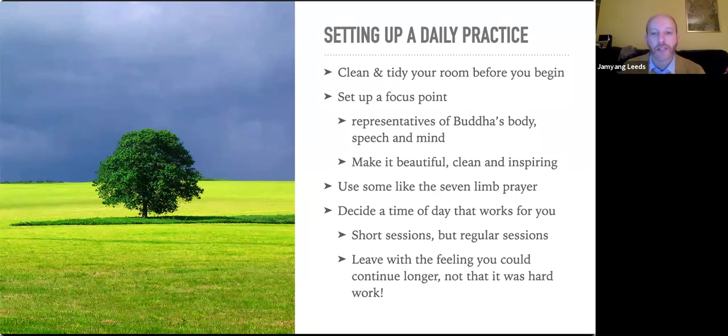Use something like the 7-limb prayer. Do you all know the 7-limb prayer? It's found at the beginning of anybody's texts. It covers these 7 points: prostrations, making offerings, confession, rejoicing, requesting that the Buddhas remain, requesting the Buddhas teach, and then dedication. That's quite a common practice to accumulate and purify at the beginning of practices.